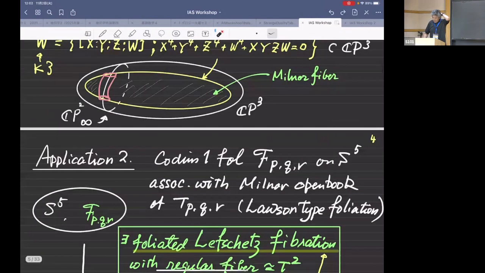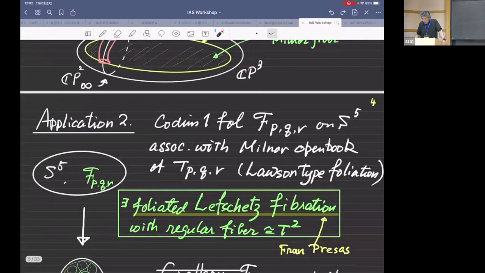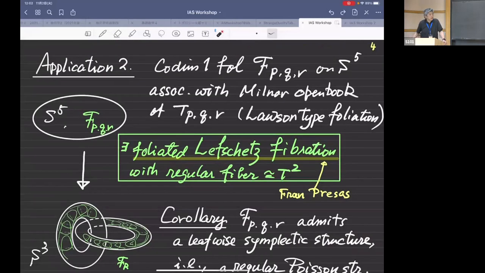And the second application is, I don't want to get into this topic so much today, but the motivation comes partly from the construction of a codimension one foliation with leafwise symplectic structures. In other words, a Poisson structure whose symplectic leaves are smooth, on S5. It was constructed from the same type of singularities, taking the Milnor fibration and looking at the Milnor open book. And then we can trivialize these pages in the fibrational neighborhood of the link. And then we get a nice foliation which admits leafwise symplectic structures.